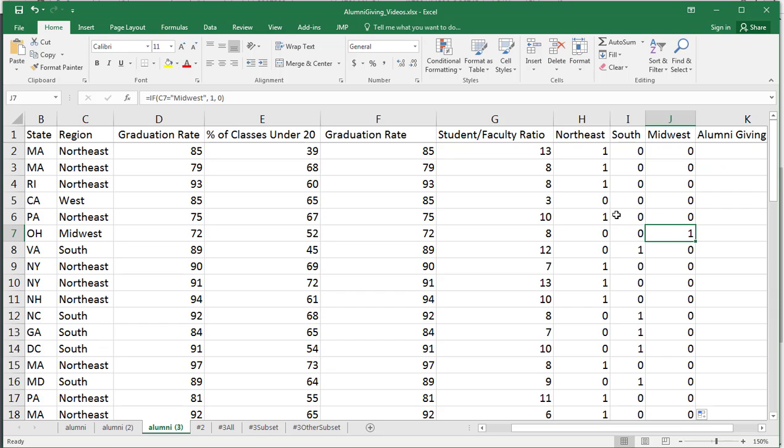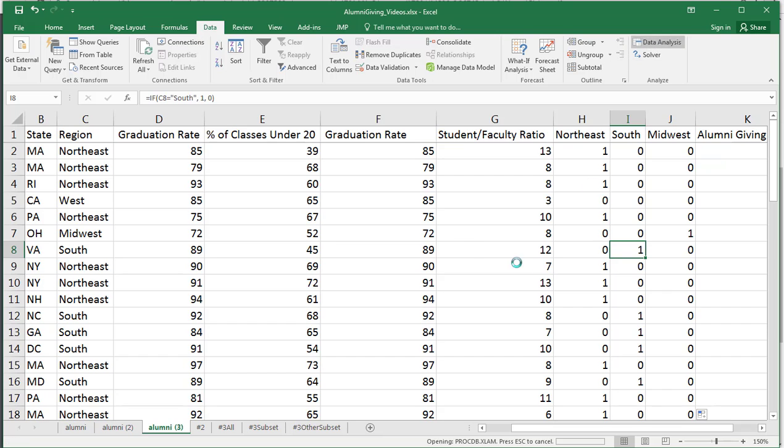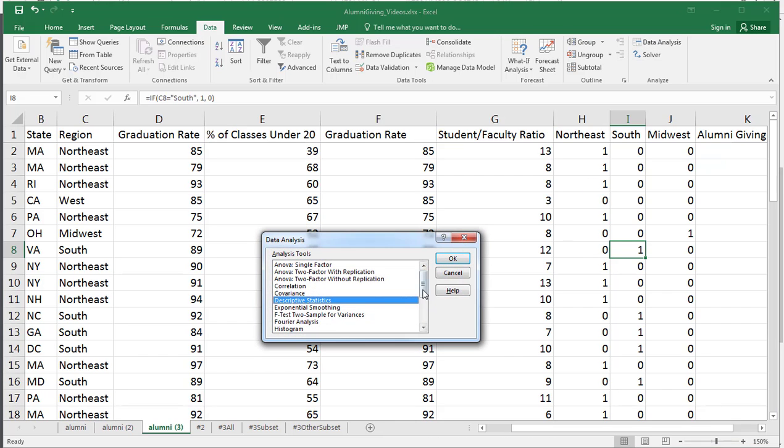Here's a Northeast, here's a Midwest one. Okay, let's check the South one, which is right below it, number 8. Looks good, right? So it looks like it's doing what I want to do. So now I ought to be able to go up to Data, Data Analysis, and run the regression.